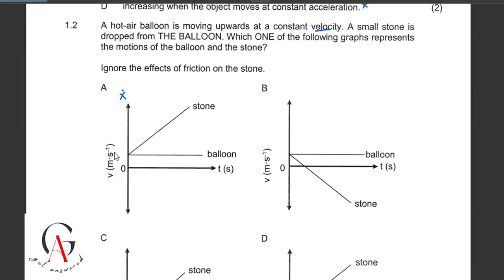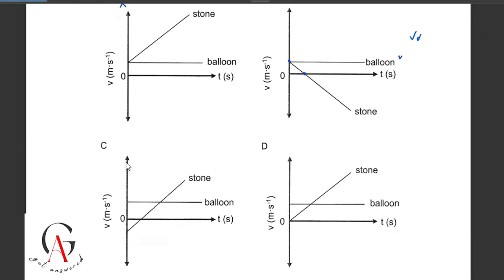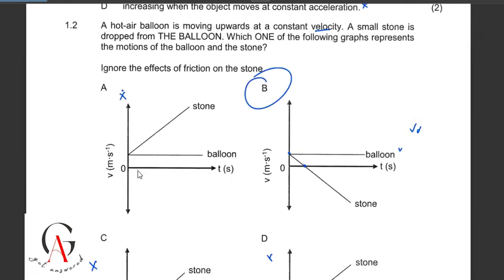So A is out. When I look at B, they are both starting at the same point. The balloon moves at the same velocity, which is correct. This one reaches the maximum height where the v is 0. So I believe B has some truth. Let's look at option C. I'm going to reject C. Why am I rejecting C? It's because they must start at the same velocity. So even D is out. So B will be the most correct option in that case.